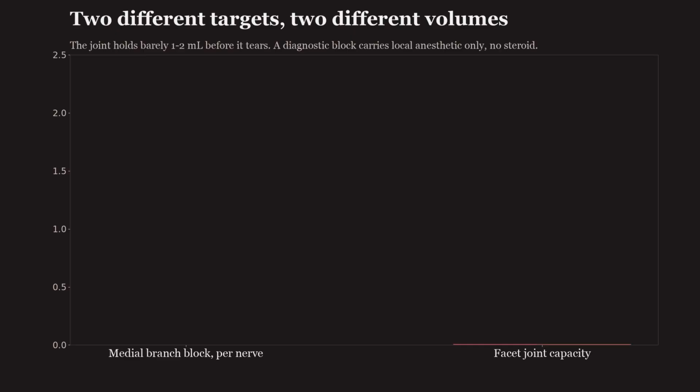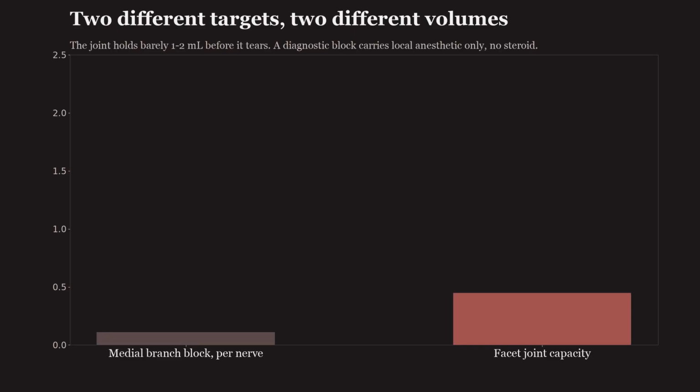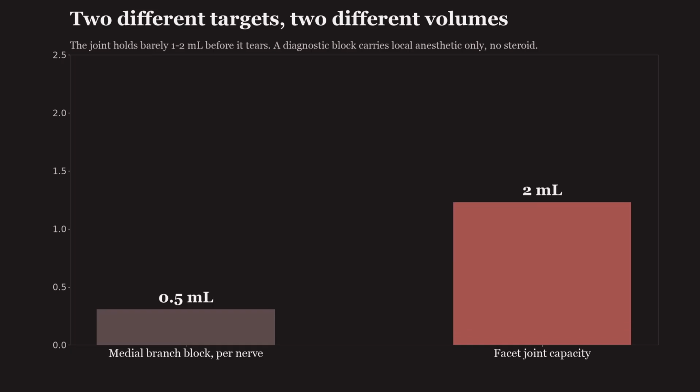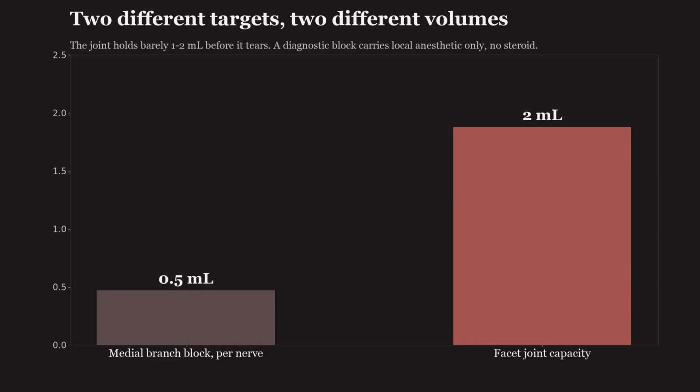Be clear what the other procedure is, because it is what most people are sold. An intra-articular facet injection drives the needle through the joint capsule itself into a space holding barely 1 to 2 milliliters before it tears and deposits steroid inside the joint. Different target, different path, different question. That treats a joint. A block interrogates a nerve. For diagnosis, we interrogate the nerve.